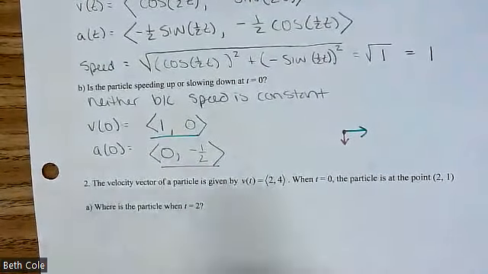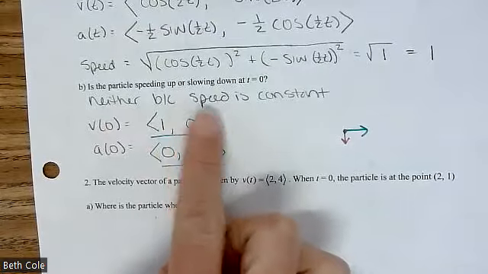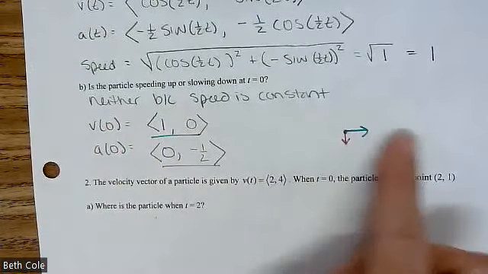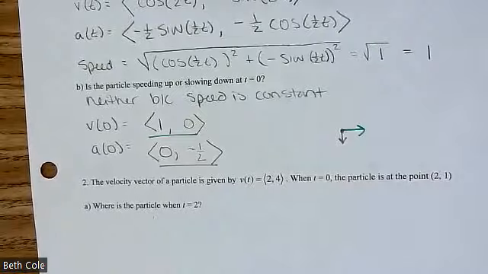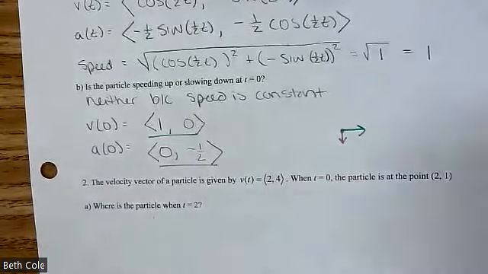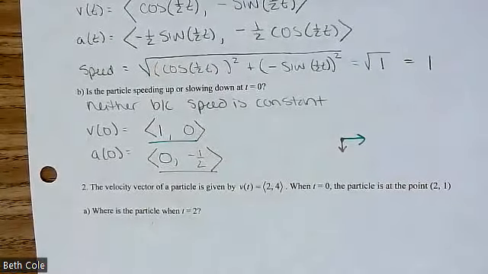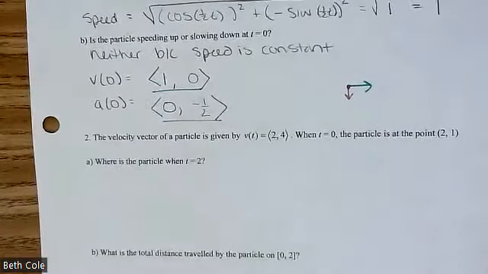So you could also say neither, because velocity and acceleration vectors meet at a right angle. That would be another acceptable justification for that. But we had already found speed was constant, so I just wrote that. Cool so far? All right.